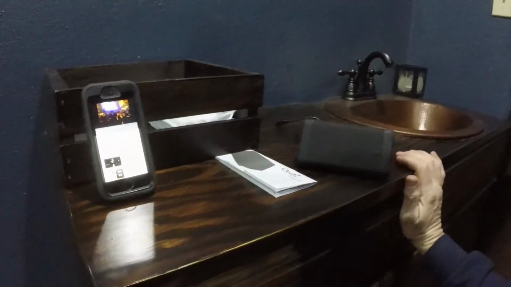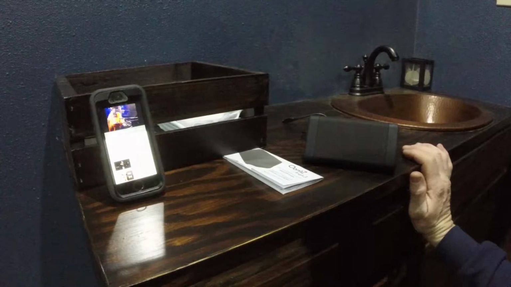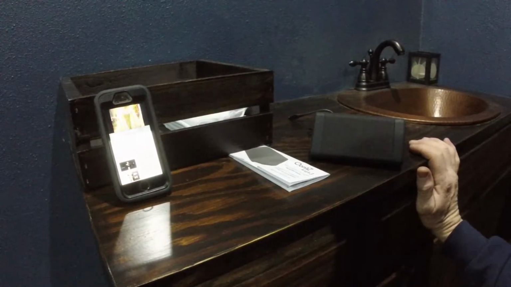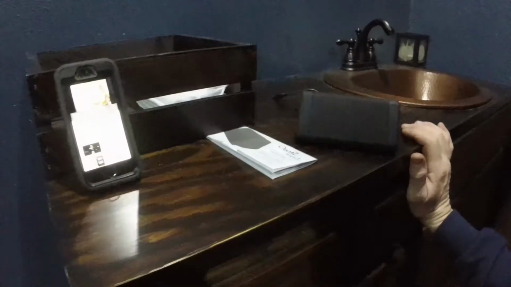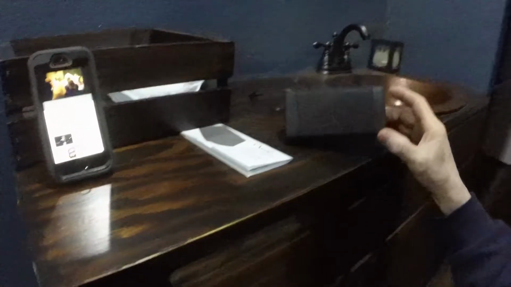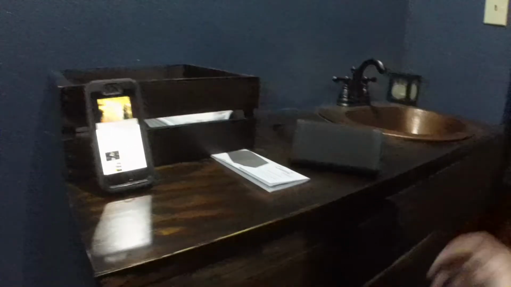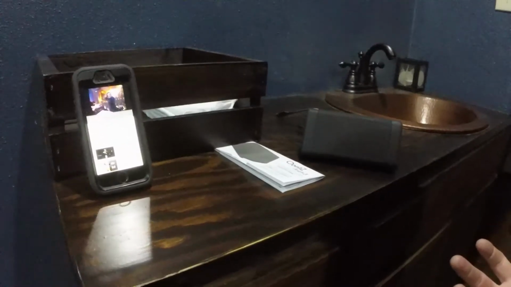Alrighty, so that's as loud as it goes. It's not super loud. I don't know if there's another setting I can go to, but I think that's as loud as it goes. It's about as loud as you would talk. The sound is really good.